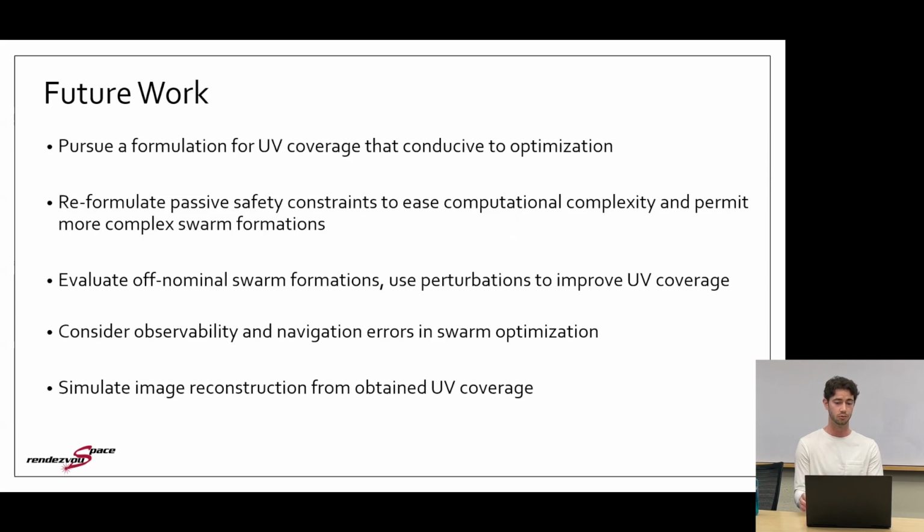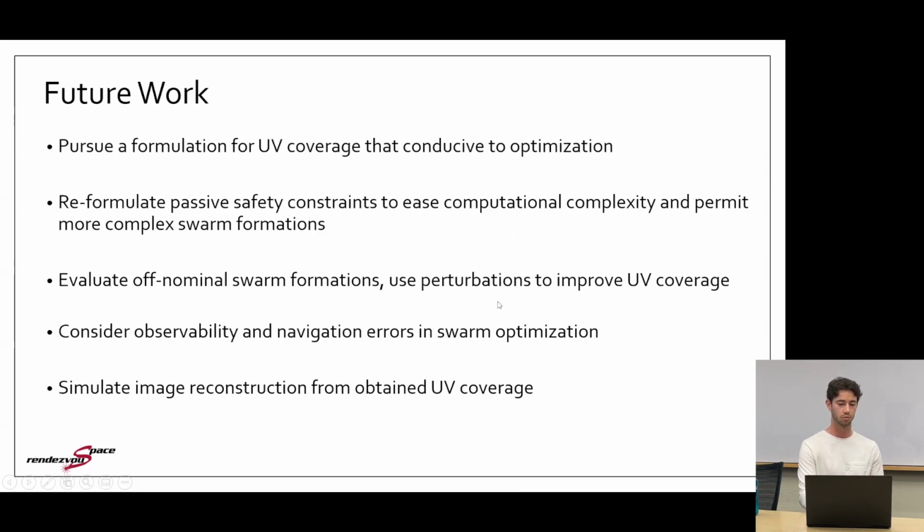So there's a lot of future work to pursue, including continuing to pick up on this formulation for UV plane coverage to make it a little more conducive to optimization. The problem right now is really non-convex. The loss landscape is not very kind, so reducing the problem further may be beneficial. There is some work to do on passive safety constraints. How can we reduce this combinatoric explosion in the number of spacecraft?